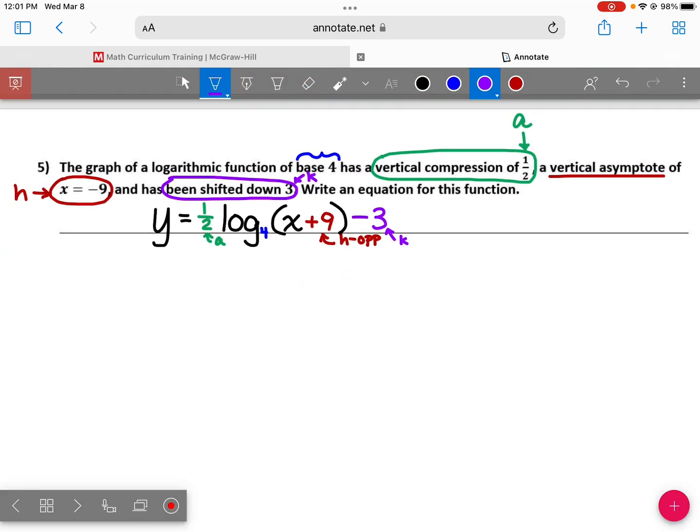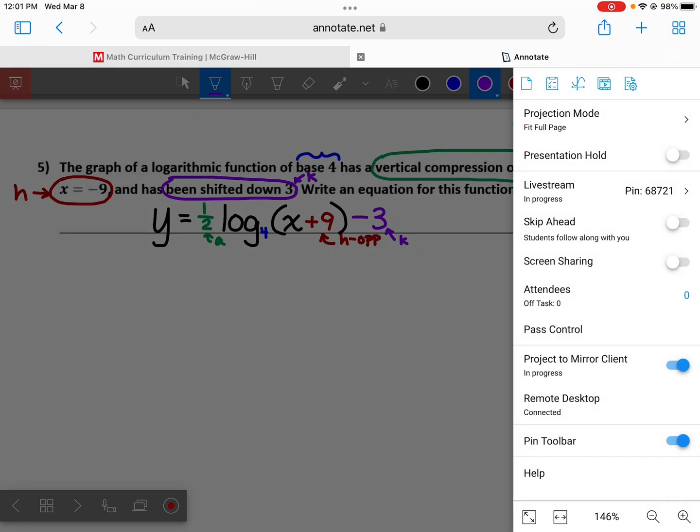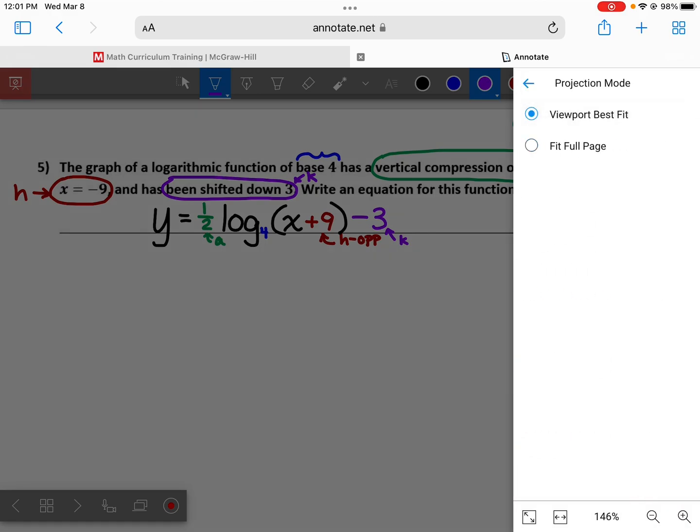All right, a little higher on the screen for you there. There we go. Can you guys see it okay now? Okay.